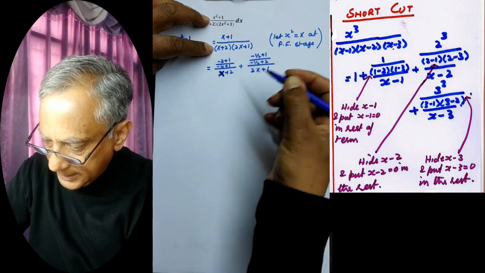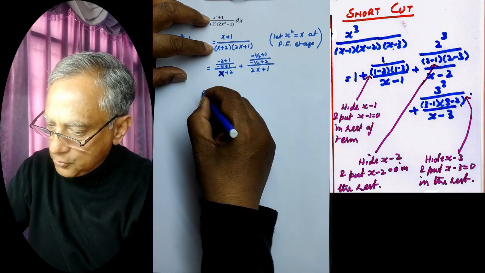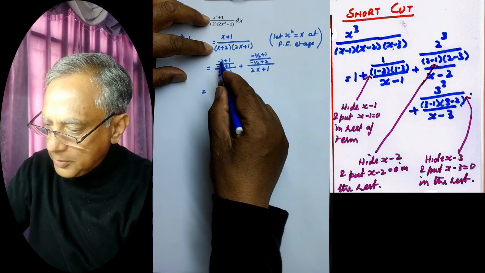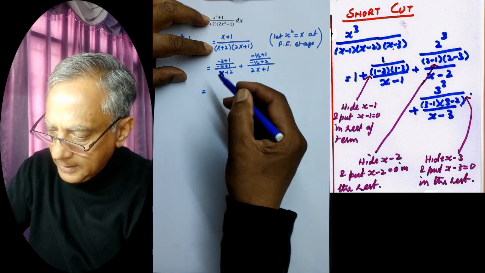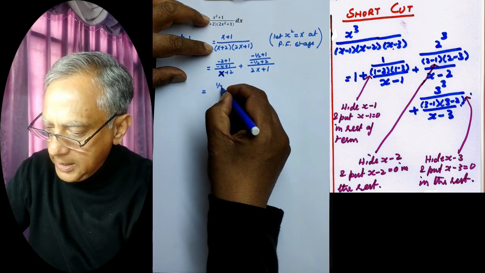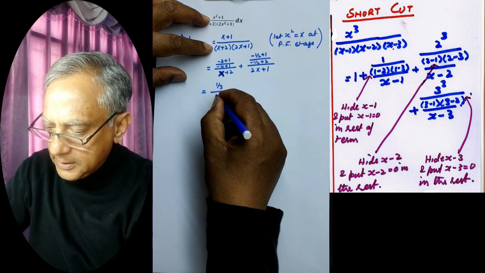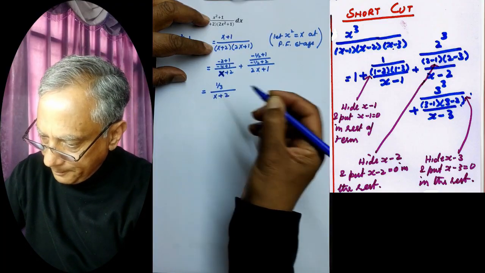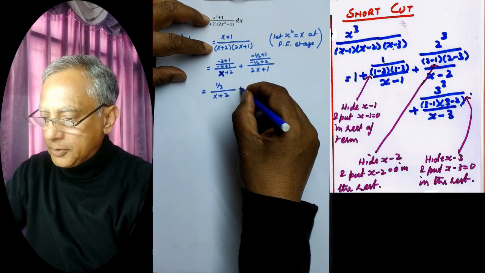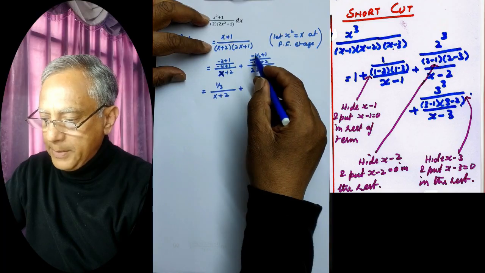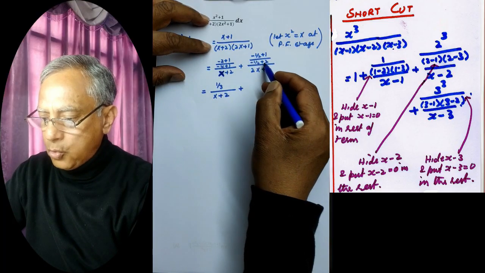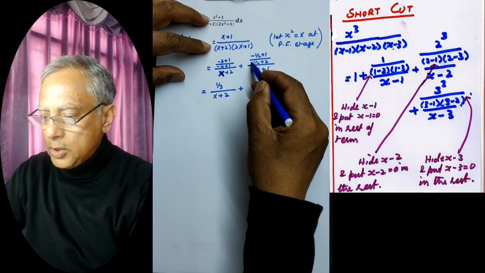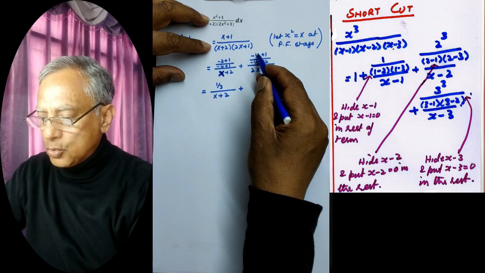So we can write this as, this will be minus 1 and this will be minus 3. Minus 1 by minus 3 is 1 by 3. 1 by 3 into x plus 2. Plus, now this will be half and this will be 3 by 2. 2 twos are 4, 4 minus 1, 3 by 2. This is half and this is 3 by 2.